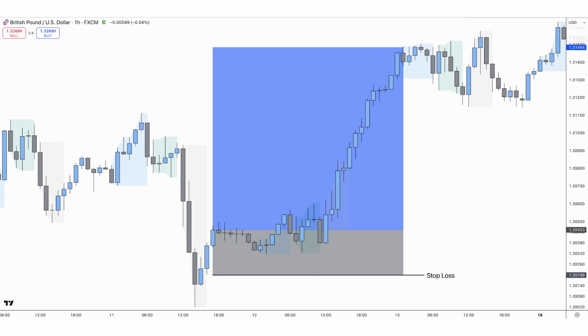So there are three things we can do with stop losses. Number one, avoid large losses. Number two, avoid losses altogether. And number three, maximize profits on trades by turning trades into a win-win scenario.